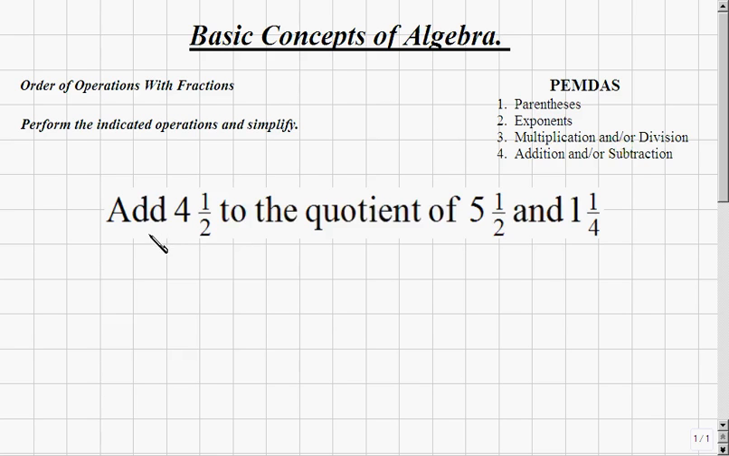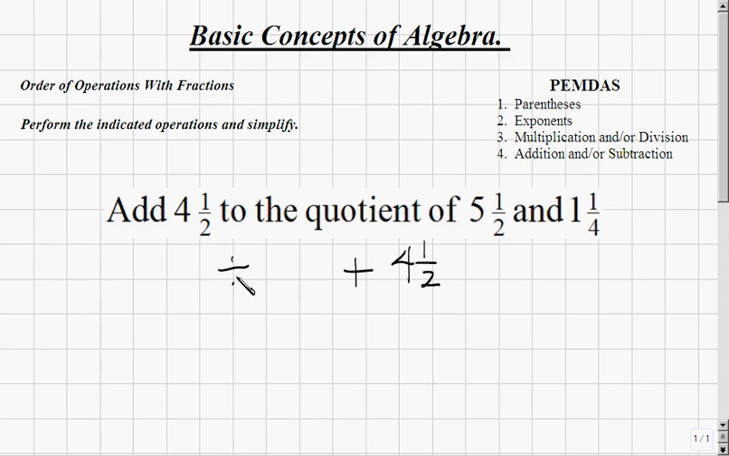Let's interpret the phrase, add 4½ to the quotient of 5½ and 1 1/4, and then after interpreting that into an expression, let's use order of operations to simplify the result. So to begin interpreting this, we'll read left to right. The word add will mean plus. So we're going to add 4½ to the quotient of. The word quotient means divide.